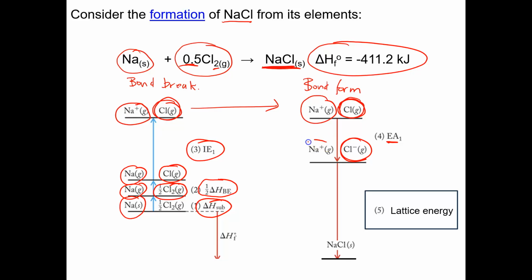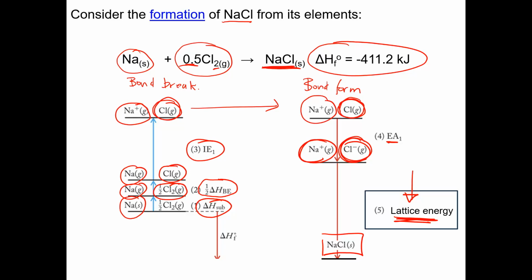So at this point, I have a gas phase cation and a gas phase anion, and they're going to snap together and form the compound sodium chloride, and the energy that's released doing that is the lattice energy, which is what we're interested in.